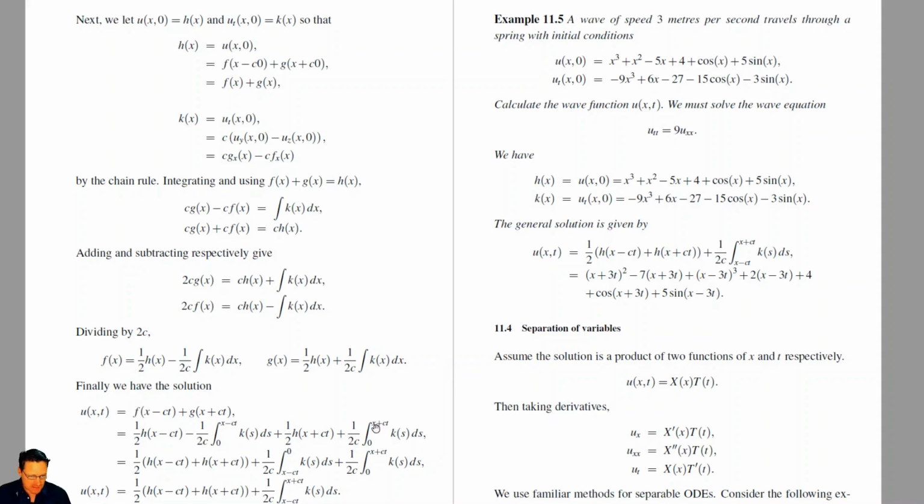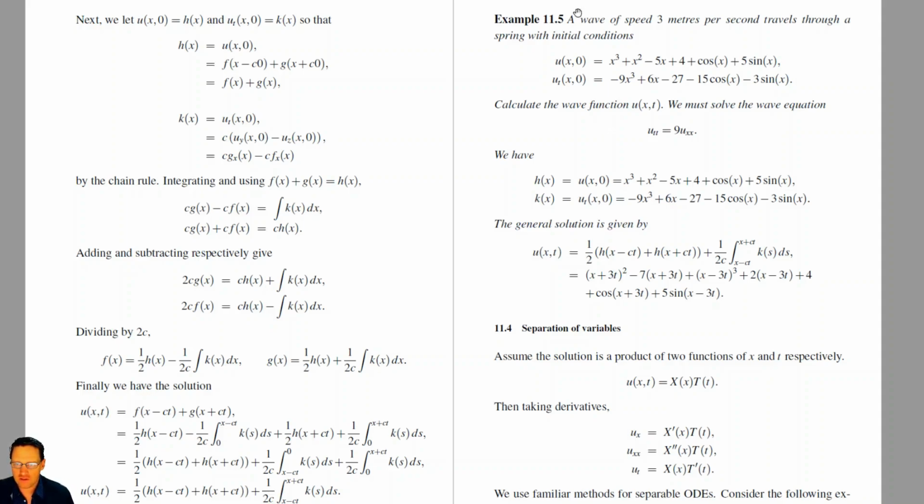Okay, and so that's these two expressions, and so we do some calculations and we find out that u is 1/2 the sum h of x minus ct plus h of x plus ct, and then plus 1 on 2c times the definite integral of k between x minus ct and x plus ct. So that's what our general solution to the wave equation looks like. So we need those initial values.